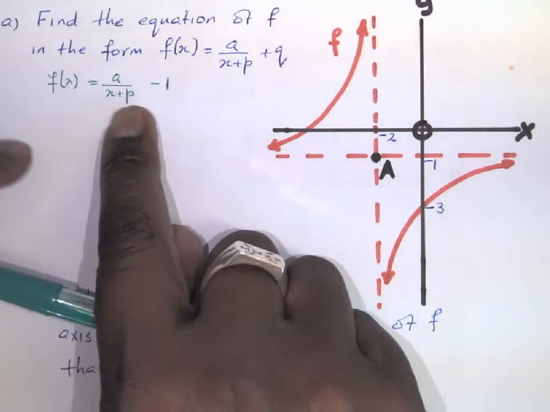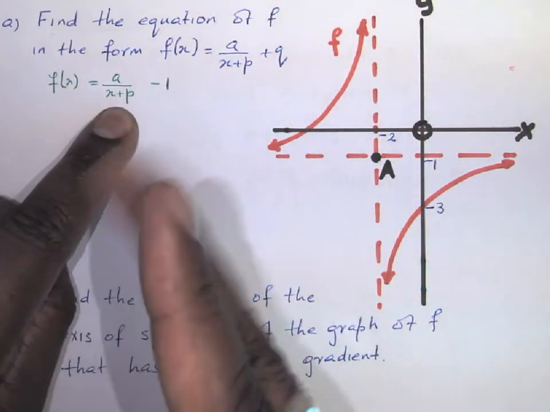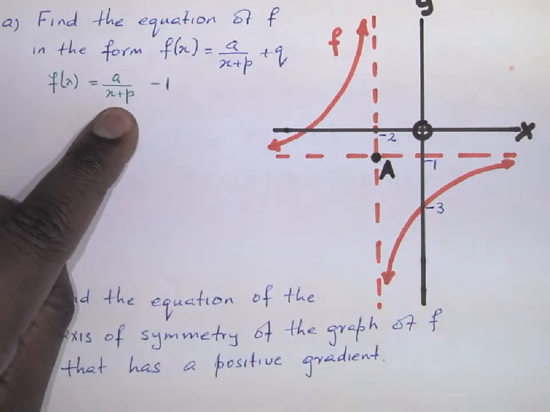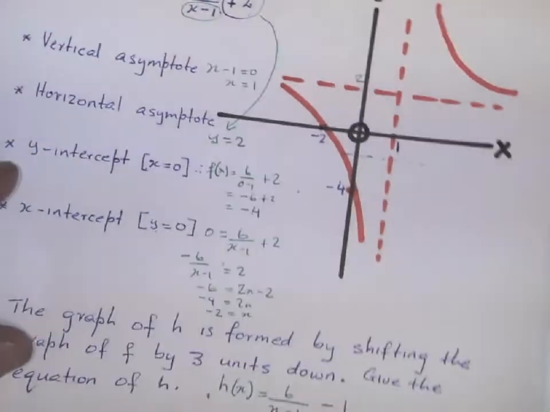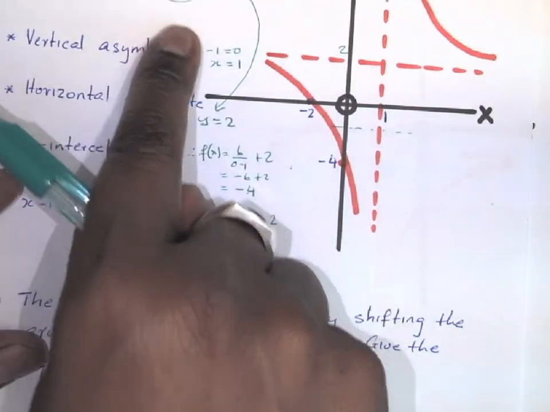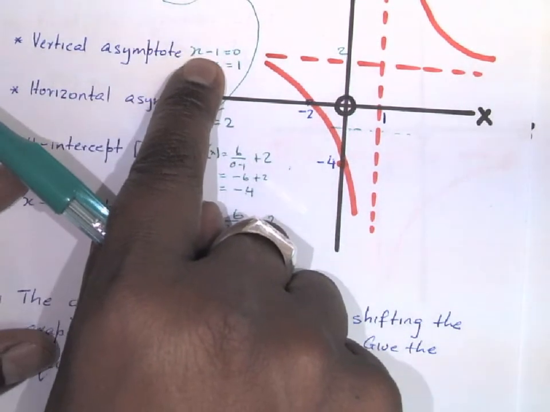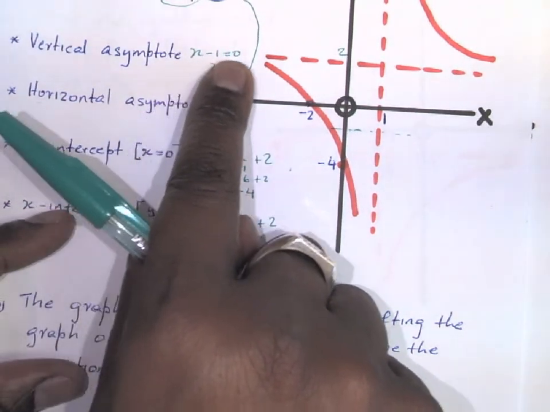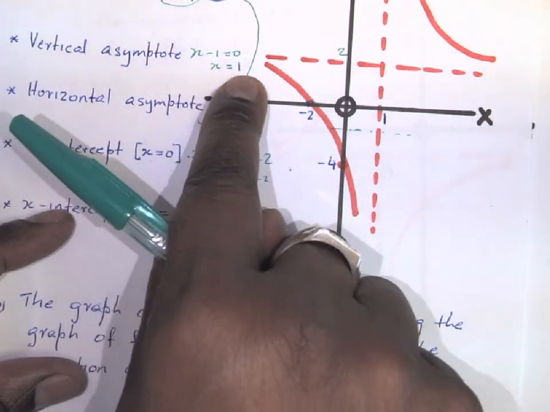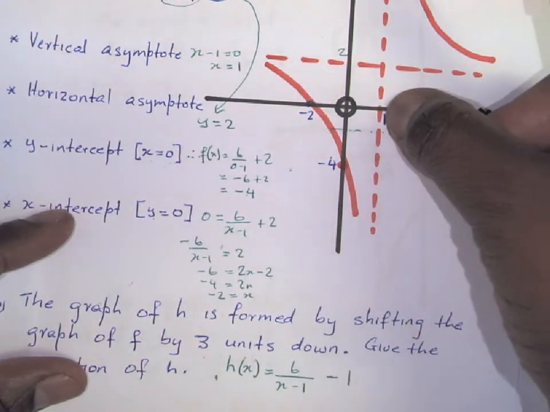Okay, now let's look at p. Now p is about the vertical asymptote. Remember, to find the vertical asymptote here, we took this and then we solve for x. When we solve for x here, this was x minus 1 equals 0. We got x equals 1.